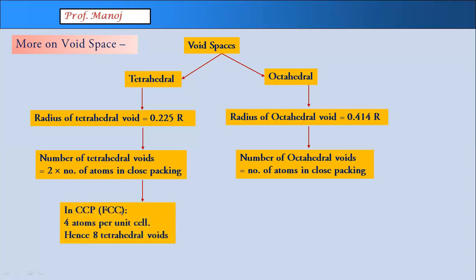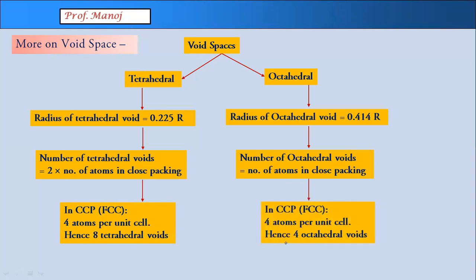For example, अगर आपके पास FCC लैटिस है तो फेस सेंटर्ड क्यूबिक में टोटल 4 एटम्स होते हैं, तो उसमें टेट्राहेड्रल वॉइड रहेंगे 2 into 4, that is 8. While octahedral में there will be 4 octahedral voids. So they ask a question in JEE and NEET, how many total number of voids are present in FCC? That is 8 plus 4, 12 voids.